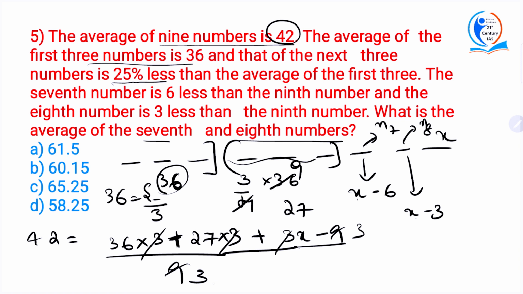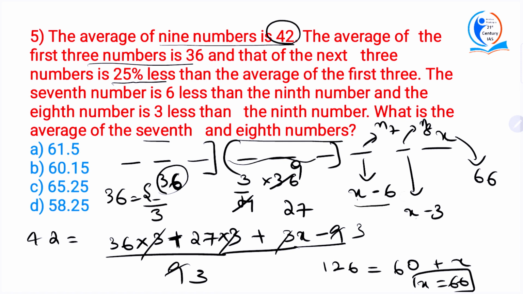Now 3 into 42 is how much? It is 126, is equal to 36 minus 3 is 33. 33 plus 7 is how much? It is 40. 40 plus 20 is 60. So 126 is equal to 60 plus x. Now what is x? X is 66. Alright, so the 9th term is 66.